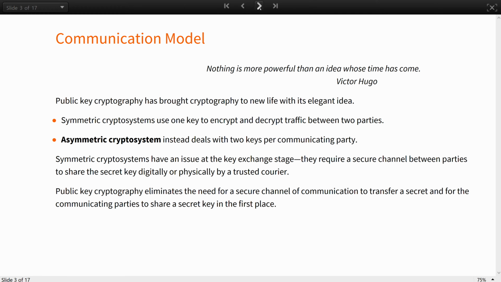Public key cryptography has brought cryptography to a new life with its elegant idea. Symmetric cryptosystems use one key for encryption and decryption, while asymmetric cryptosystems use multiple keys, where in current practice it's usually two. As was previously discussed, symmetric cryptosystems have an issue at the key exchange stage. They require a secure channel between parties to share the secret key digitally or physically by a trusted courier. Public key cryptography eliminates the need for a secure channel of communication to transfer a secret, and for the communicating parties to share a secret key in the first place.